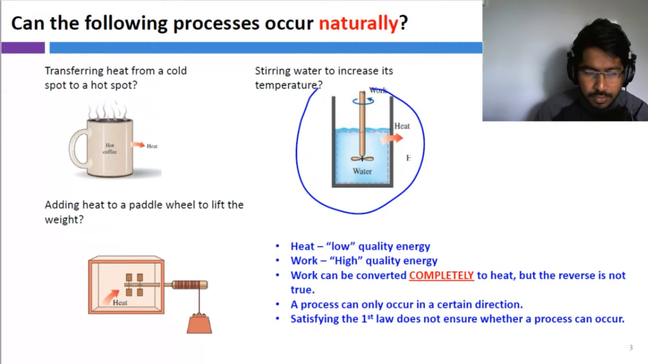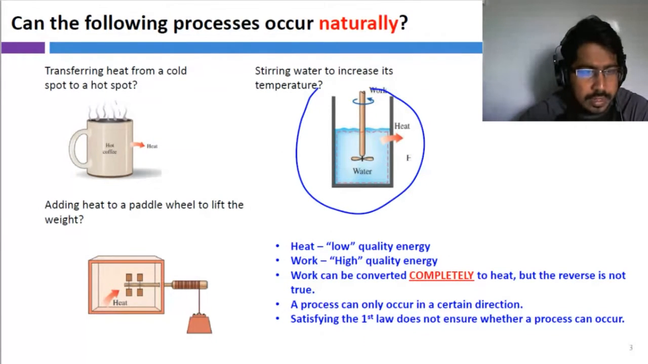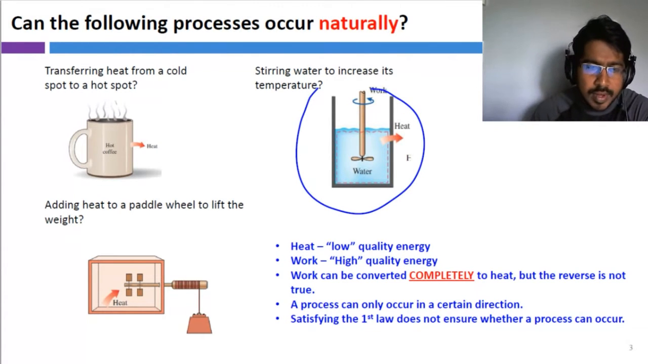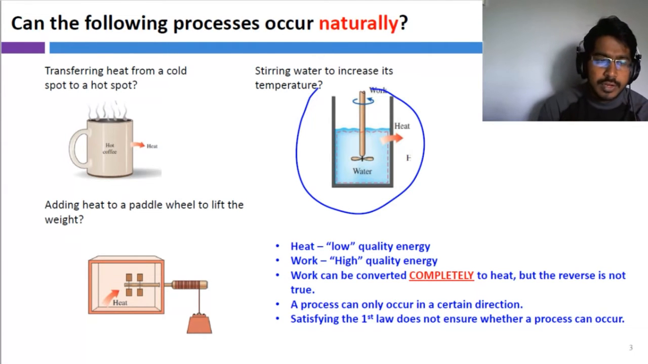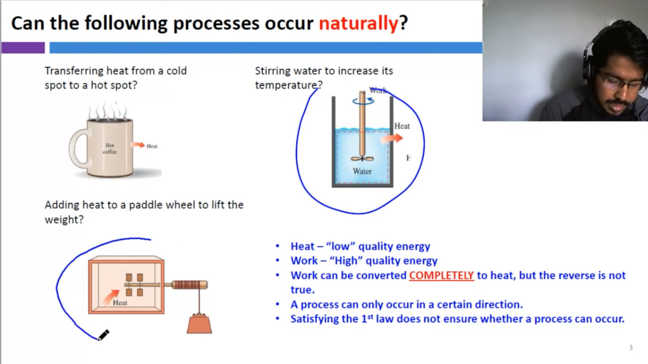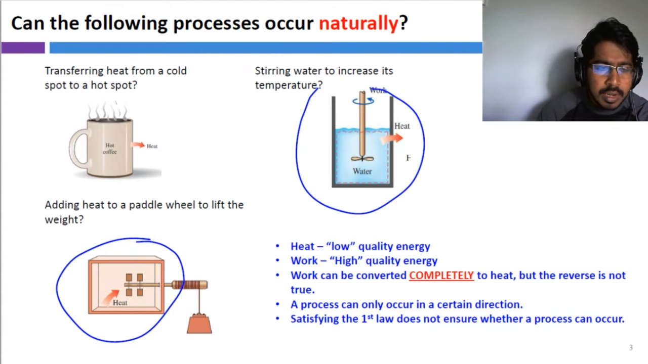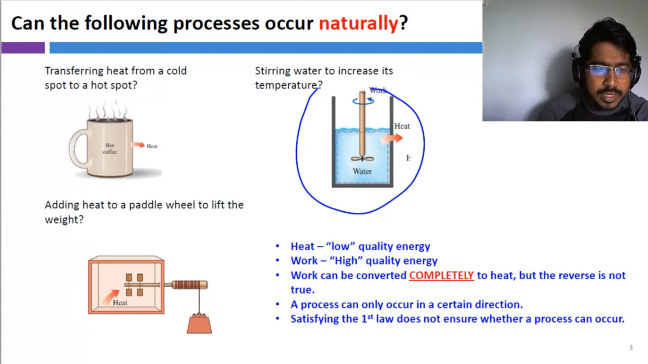So now the third example. In this example, we are adding heat to a paddle wheel to lift a weight. Can we do this? If we allow the weight to just roll down, then heat will be generated inside the box that you see at the bottom left hand corner, right? But if we add the heat to the paddle wheels, can we lift the weight back? Again, the answer is no, right?